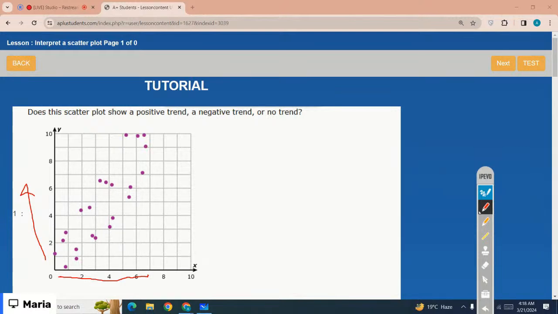If it is otherwise, like one of the values increasing but the other one decreasing, that would be the negative trend, right? And no trend is when you have so many scattered points that are not following a pattern.